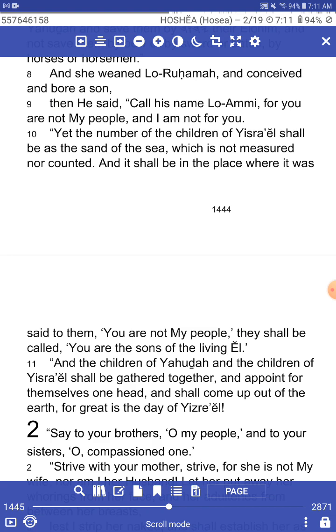This is very interesting right here, right? First of all, it says Yisrael is not his people. But then he says that Yisrael shall be as the sand of the sea, which is not measured or counted.